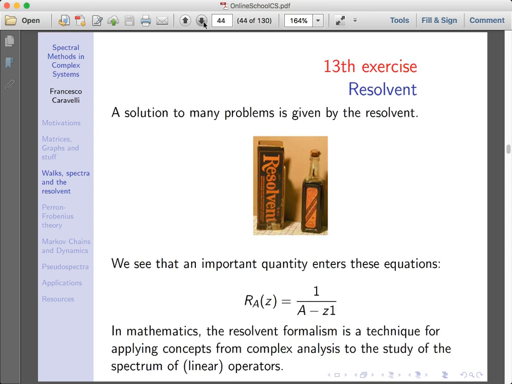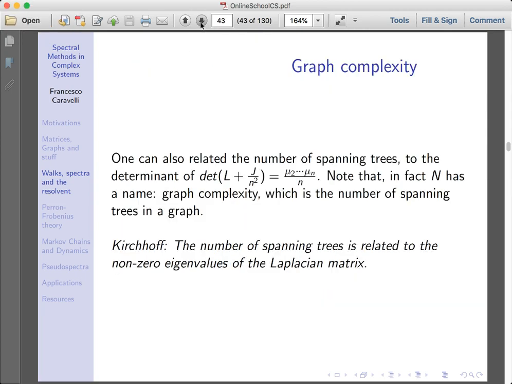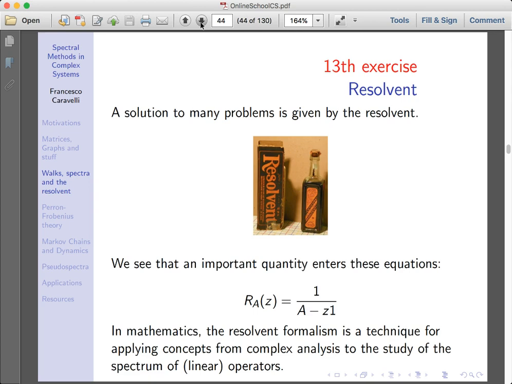I think we have discussed now the resolvent, or almost the resolvent. In order to be the resolvent, it should be z multiplying the identity, but it's close to it. The resolvent of the density matrix is connected to the number of walks in the graph. So if you can obtain spectral properties of the resolvent, you can learn some information about the walks in the graph.